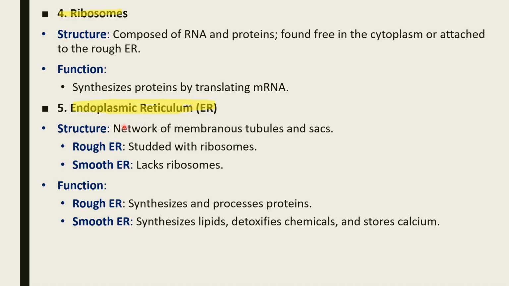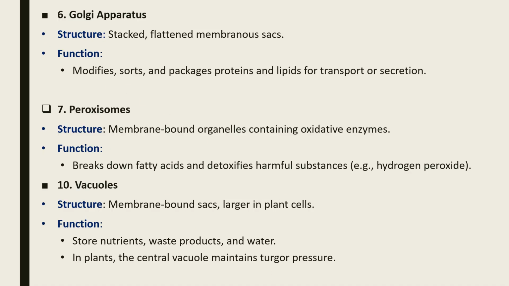Then the endoplasmic reticulum is a network of membranous tubules and sacs. There are two types. The first one is rough endoplasmic reticulum, which is studded with ribosomes, while the other one is smooth endoplasmic reticulum, which lacks ribosomes. So the rough one has ribosomes, while the smooth one does not. Its function: the rough endoplasmic reticulum synthesizes and processes proteins, while the smooth endoplasmic reticulum synthesizes lipids, detoxifies chemicals, and stores calcium.